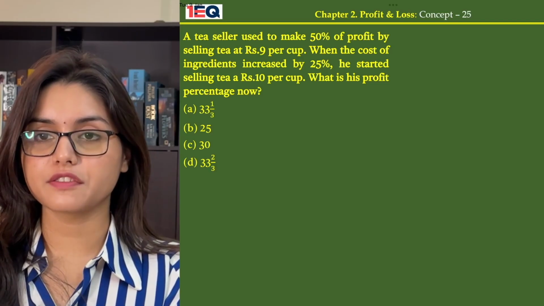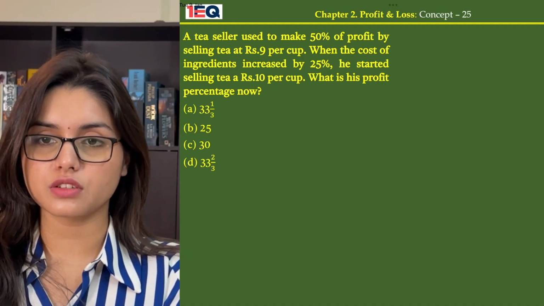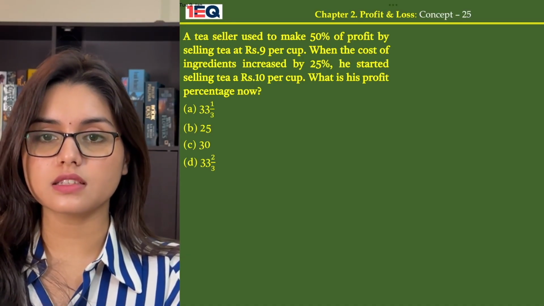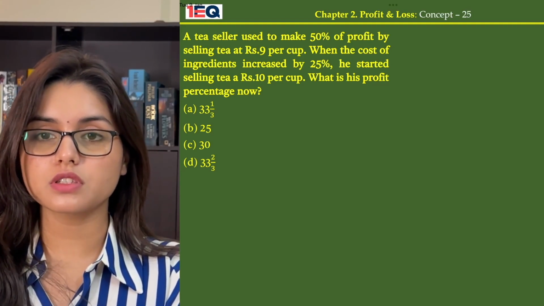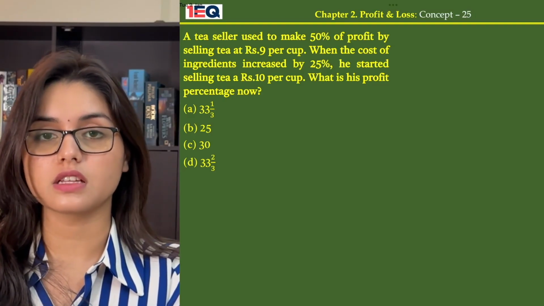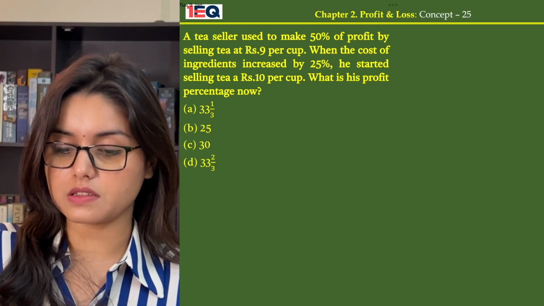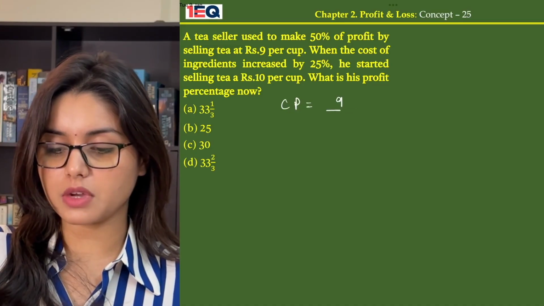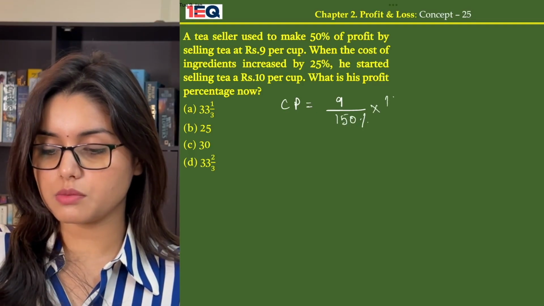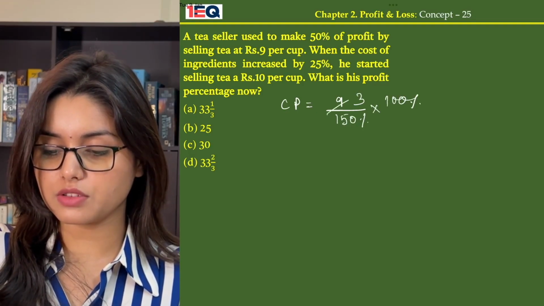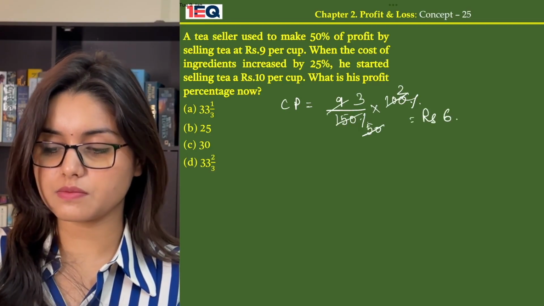Tea seller used to make 50% of profit by selling tea at 9 per cup. When the cost of ingredients increased by 25%, he started selling tea at rupees 10 per cup. What is his profit percentage now? So, in the given question, we know that when the tea seller was selling tea at rupees 9 per cup, he earned a profit of 50%. So, his cost price then becomes rupees 9 by 100 plus 50, that is 150% into 100%. On dividing by 3, we get 52, that is rupees 6.